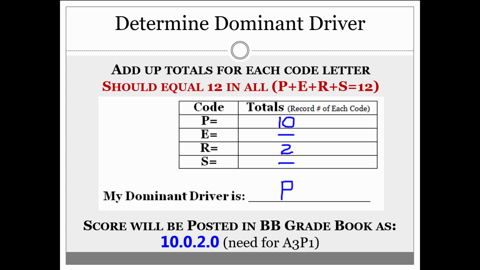Now, in class on Tuesday, I'll go over each of the money personalities and what those mean and how you can interpret what your dominant driver is and what that means for you. And then if you have a significant other, you might want to find out what their dominant driver is so you can figure out what that means to them. And the great thing with this being on video now is that you could have your significant other go through this video and figure out what their dominant driver is.